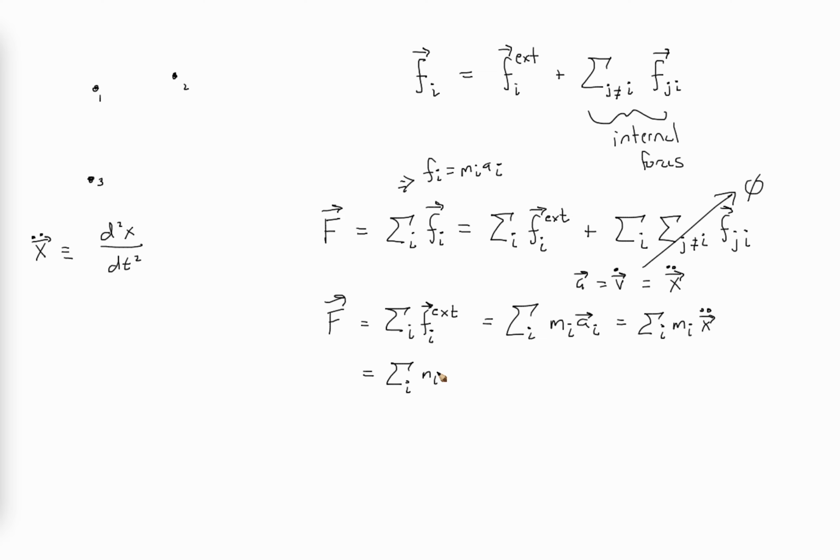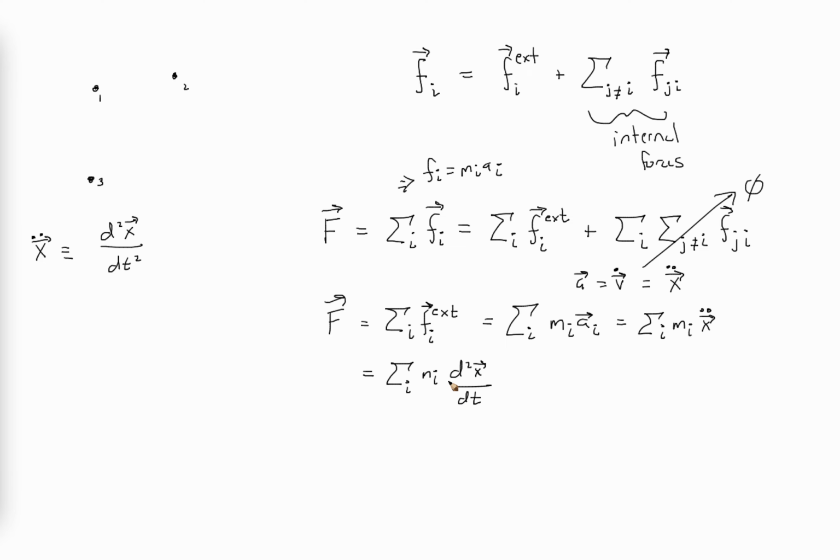So the last thing that I'll write here, as sort of changing notation on ourselves, is m_i times the second derivative of position with respect to time. We need the arrow there. That's a vector.